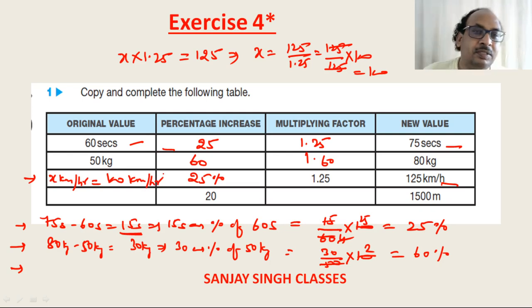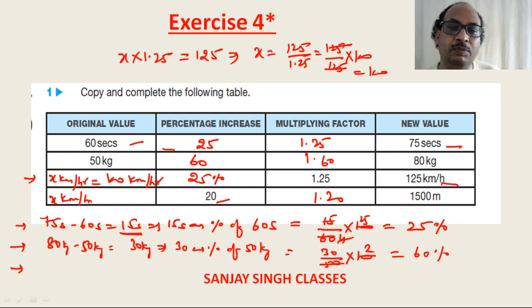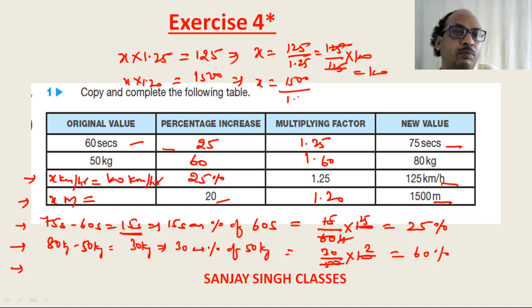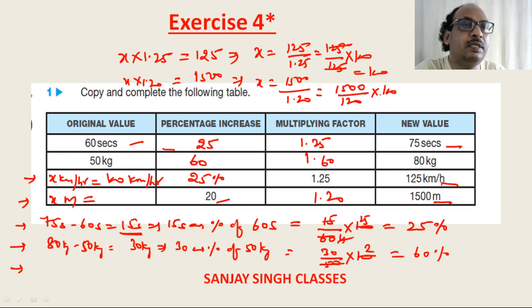So like this we can solve. Here also the percentage increase is given as 20%, so it will become 1.20, and we have got 1500. Similarly, we will put it as x and solve it. So how are we going to solve? x into 1.20 is equal to 1500. Sorry, it is not kilometer per hour, it will be meter, because meter is the given unit. Therefore x is equal to 1500 divided by 1.20, which you can further write as 1500 by 120 into 100, and then we can cancel.